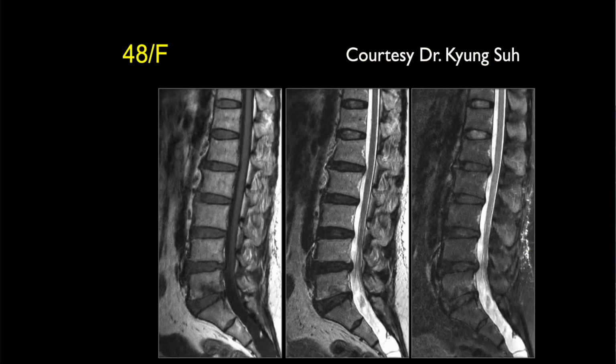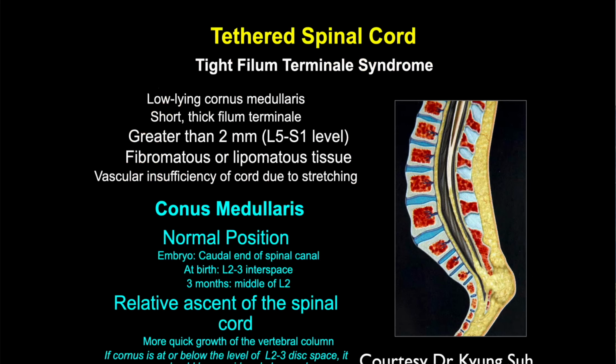I think the spinal cord seems a little low lying. Yeah, looks like it's coming all the way down here. And there's disc disease down there. Yeah, so this is another tethered cord. And the end of the conus is too far down, and it lacks ascent.